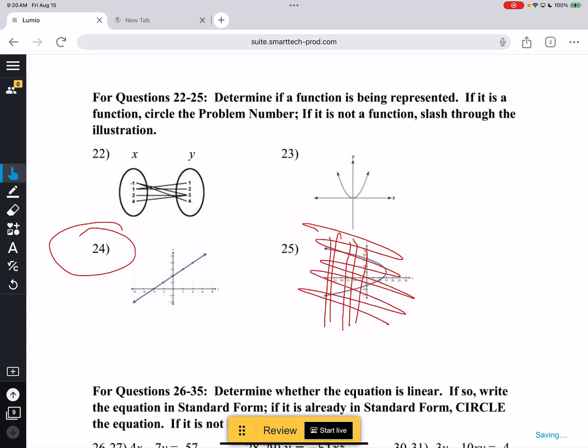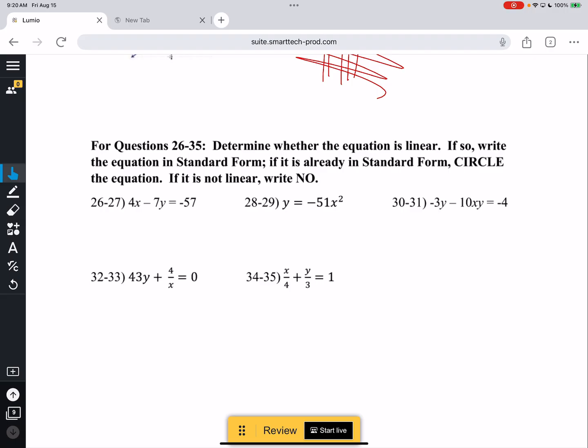So, no. All right. Then 26, 27 says to determine whether the equation is linear. What makes it linear? There are some things that you look for. We can't have an exponent. What about fractions? Can there be fractions? Actually, you can. You can just clear them. But what about variables in the denominator? No. No variables in the denominator.